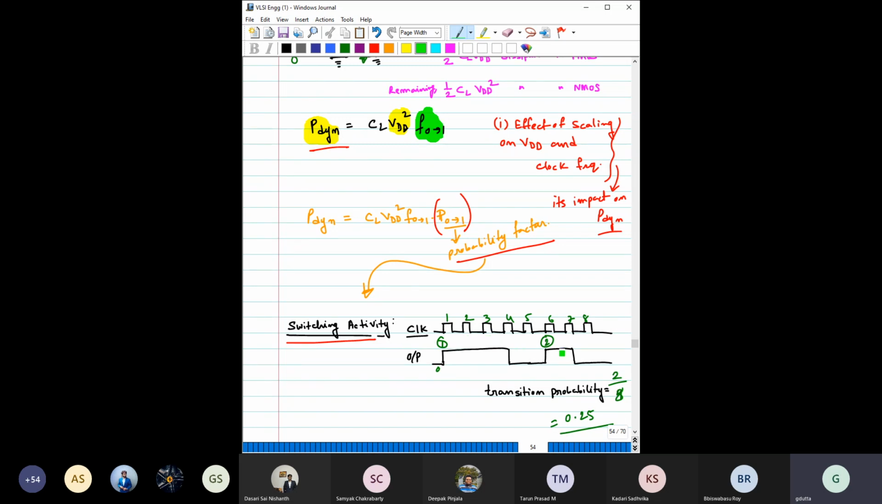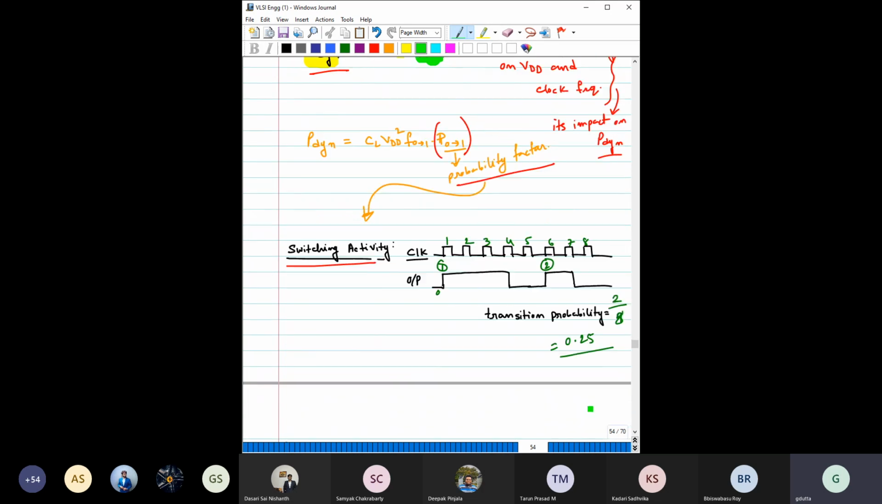We have given a simple example. Say this is the clock continuously coming, but the output for some inverter is changing like this. Out of these 8 clocks, we have a change from 0 to 1 for only 2 cases. So the transition probability, or the switching activity, is only 0.25 or 25%. We can calculate like that.